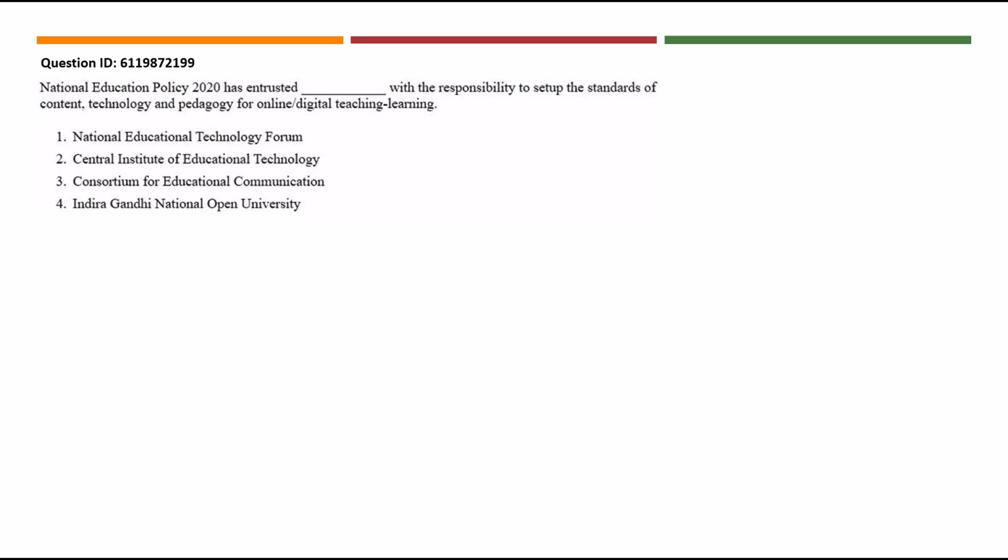Next question, National Education Policy 2020 has entrusted which of the following with the responsibility to set up the standards of content, technology and pedagogy for online or digital teaching learning? National Educational Technology Forum, Central Institute of Educational Technology, Consortium for Educational Communication, Indira Gandhi National Open University. Such things will not be given to a specific university, so definitely 4 will not be the answer.